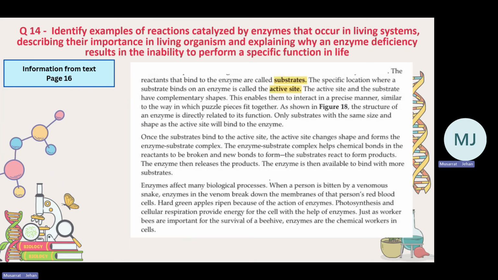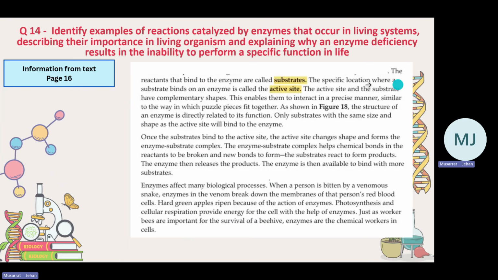So how do they do that? The reactants bind to the enzyme. And the reactants that are binding to the enzyme, we call them substrates. Singular, substrate. And where do they bind? They bind at specific locations. Every enzyme has a specific location, so it can only bind with specific reactants, not with each and every reactant. So they are specific and they help in catalyzing the reaction.